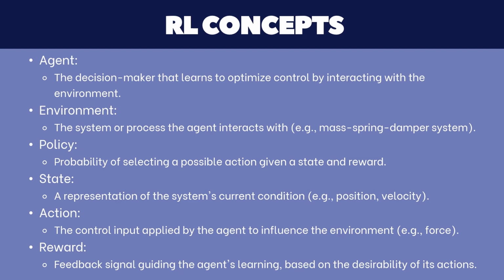Now, let's talk about action. The action is a control input that the agent applies to influence the environment. In our example, this could be the force applied to the mass to achieve a desired outcome. Finally, we have the reward. The reward is a feedback signal that guides the agent's learning process. It tells the agent how desirable its actions are, helping it improve its decisions over time. Together, these components create a continuous loop where the agent learns to adapt and optimize control for better performance.